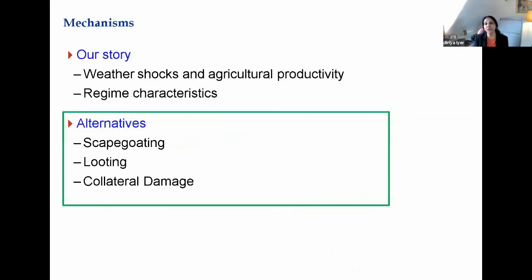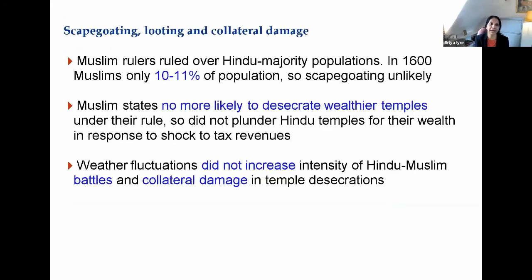Now, our story is about weather shocks, productivity, and regime characteristics. But in this narrative, both the historical narrative as well as the current political narrative in India, where they've been talking about this temple desecration issue, there are many alternative explanations that one also needs to think about. Now, one could be scapegoating. One could be that these temples were being looted, or that they were simply acting as collateral damage.